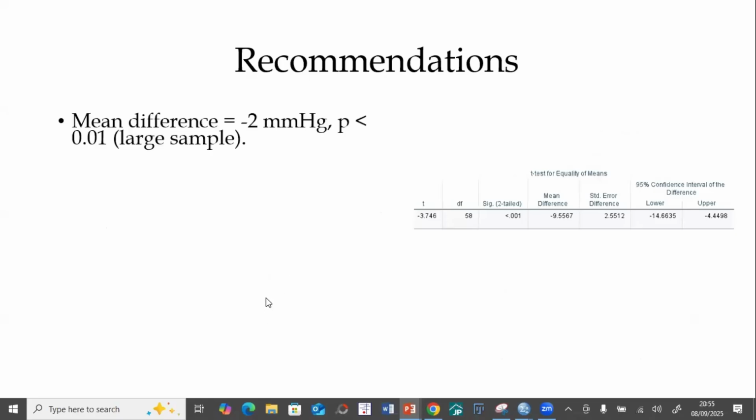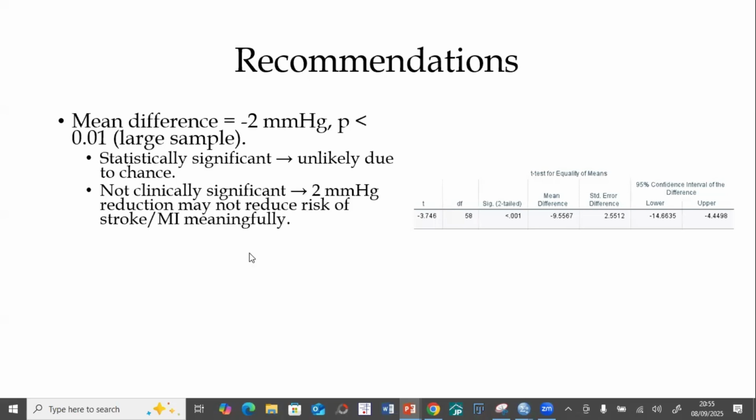Let's consider this. Say you had a mean difference of -2 in the study we just looked at, but with a p-value of 0.01. We have a mean difference. The p is less than the alpha. So we would consider this to be significant, right? It's statistically significant because it's less than the alpha. But what does a 2 millimeters of mercury reduction in blood pressure mean in terms of risk of stroke or MI? Does it really translate to a clinically meaningful outcome, right?